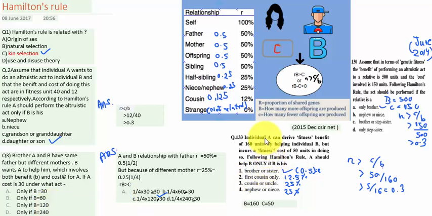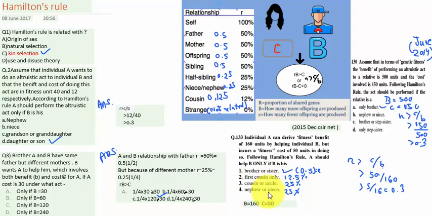Then the next question is: individual A can derive a fitness benefit of 160 units by helping individual B, but incurs a fitness cost of 50 units in doing so. Following Hamilton's rule, A should help B only if B is his brother or sister, first cousin only, cousin or uncle, nephew or niece. So here it is given that the cost is 50 and the benefit is 160. So by putting the same formula, 50 by 160, it will be 0.3, which is closely related to 0.5. So the answer is brother or sister.